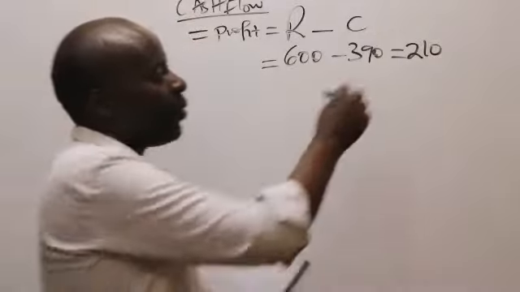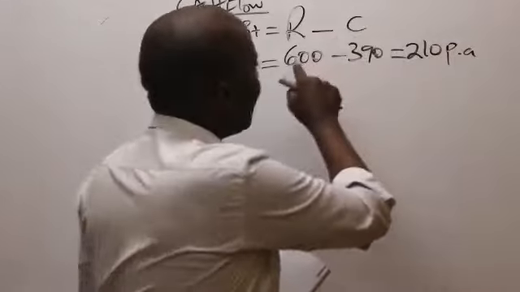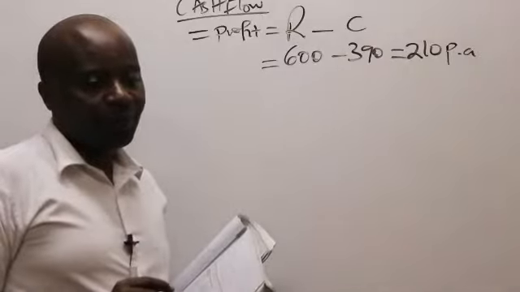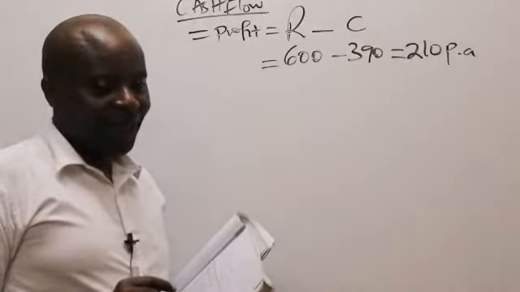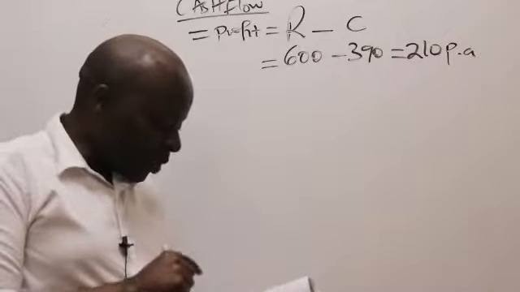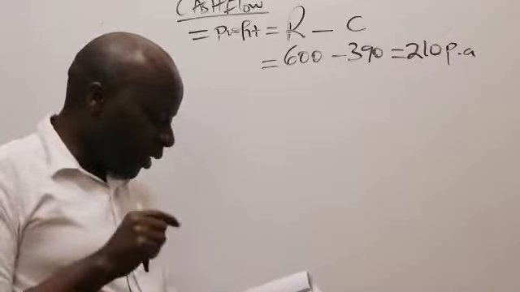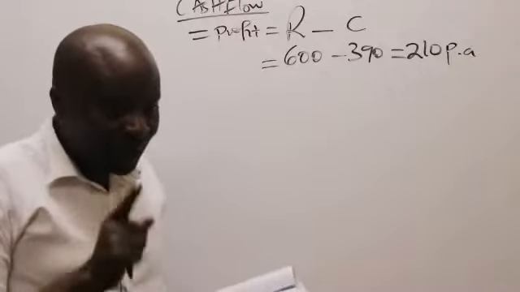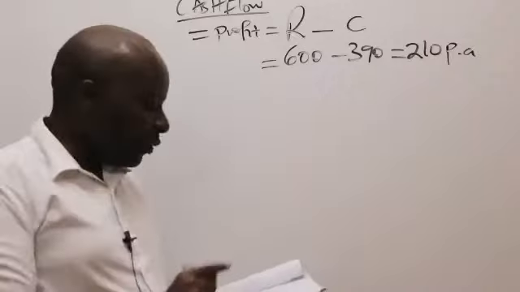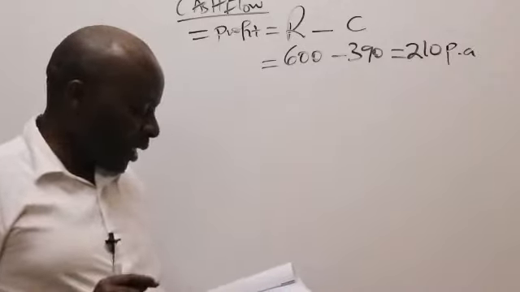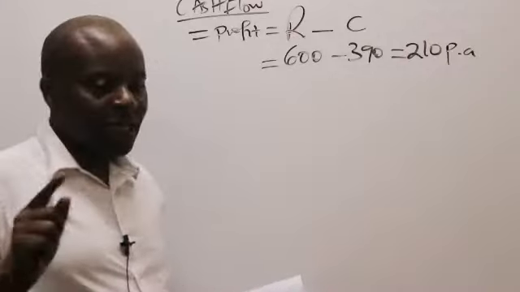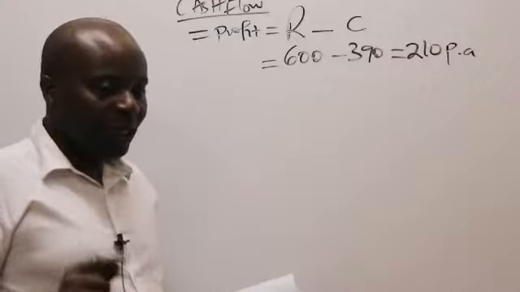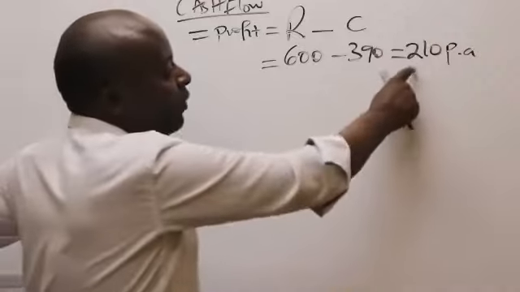And remember, this is per year, per annum, because they told us that this revenue going up is an annual revenue and the cost is an annual cost. I would want to emphasize, they told us that for each of the 3 years, the equipment is expected to increase both sales revenue by 600 and the cost by 390. So it means that the 210 you have is per annum.